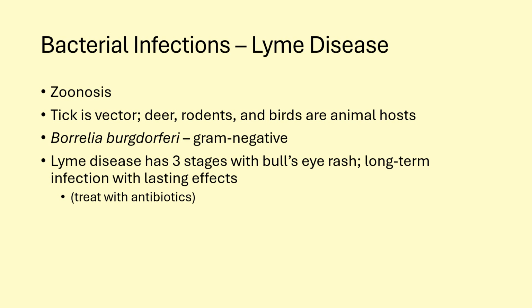Lyme disease. It's another zoonosis. Tick is a vector. Deer, rodents, birds, all of these can be animal hosts. Once again, the tick goes from the infected animal to you. Borrelia burgdorferi is gram-negative. That is the causative agent. Lyme disease has 3 different stages. It has, early on, a very characteristic bullseye rash. That is classic for identification of it.